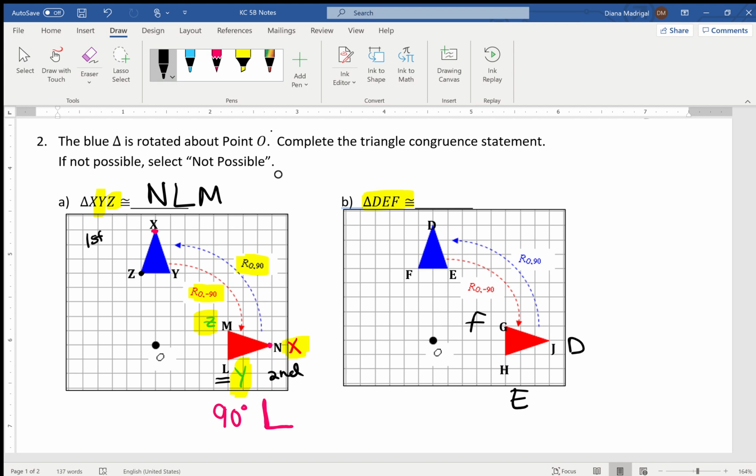Again, DEF. D is right here, so the first point should be J. Then you go to E. E is right here, which in this case is H. And then finally you go to F, which in this case is G. So the second triangle is going to be named JHG. And that's the first set of notes for target B, just naming them. But just make sure that you follow the order.